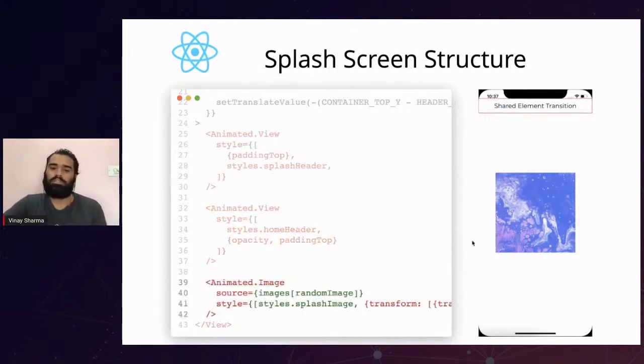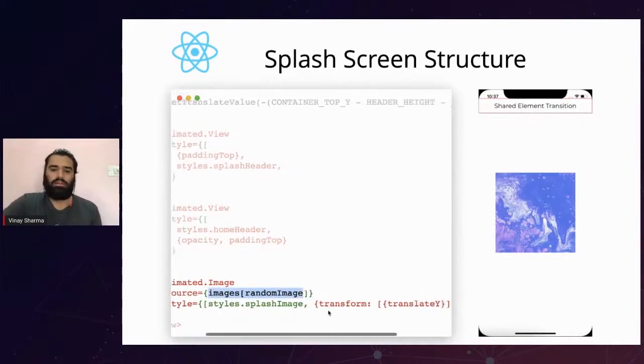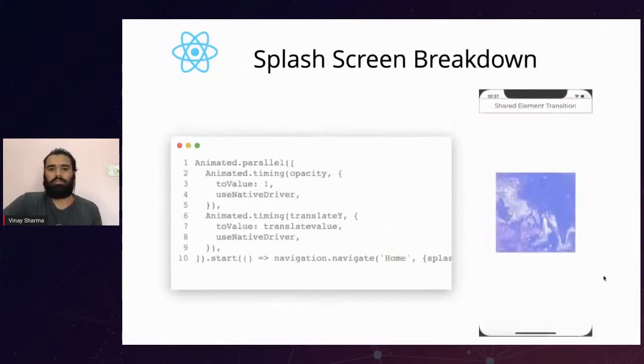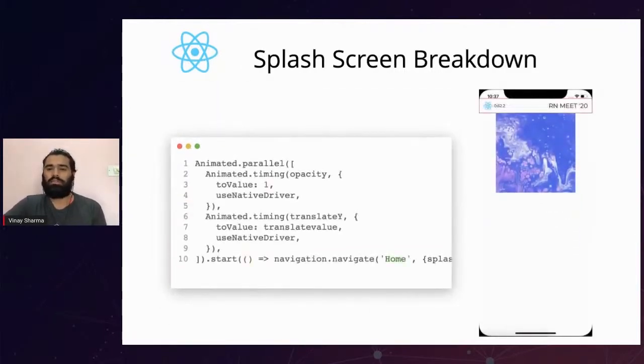So whatever the image that was calculated earlier, the random image, I've supplied as the source, and this is the styling for it. And we are going to translate it upwards using this transform property. Later on, we look at the splash screen breakdown. So it's nothing much complex.